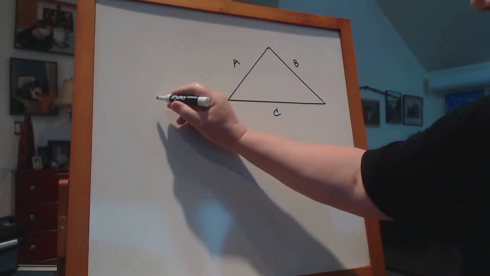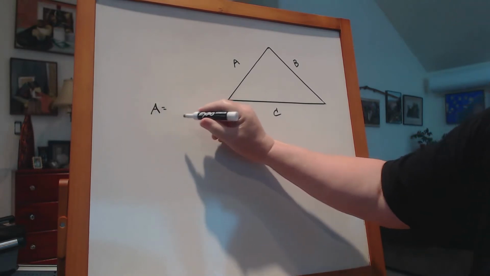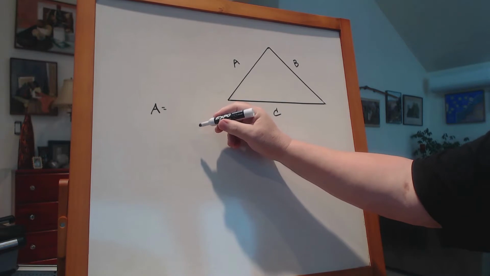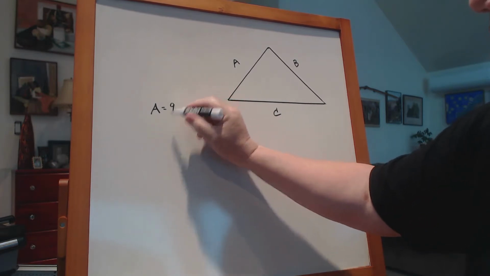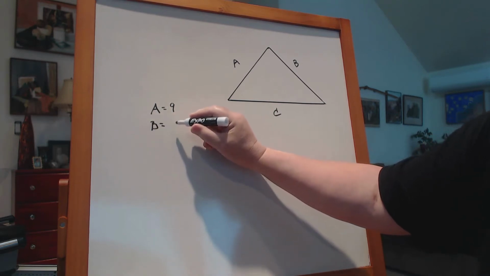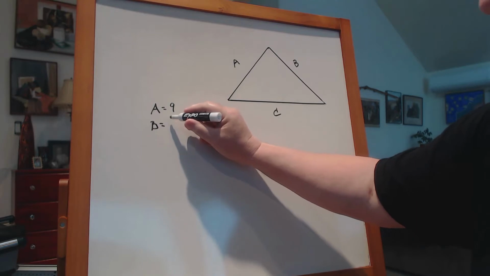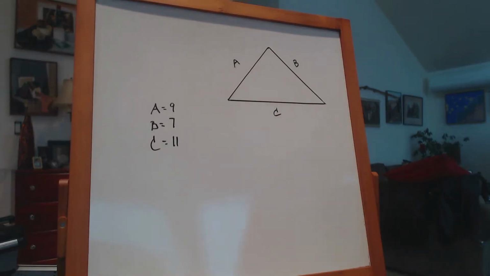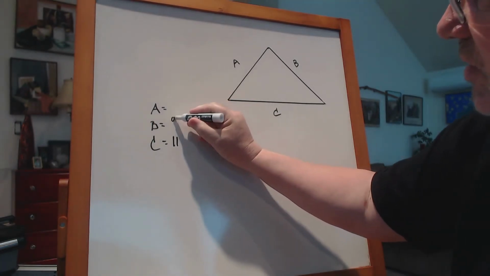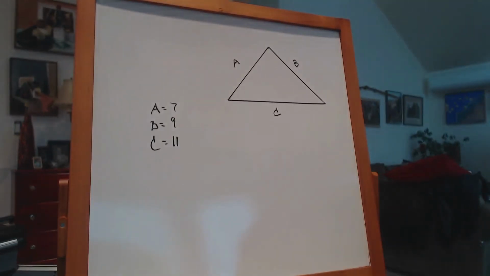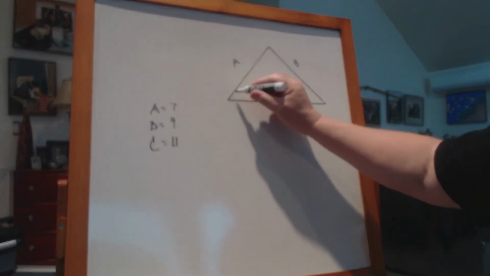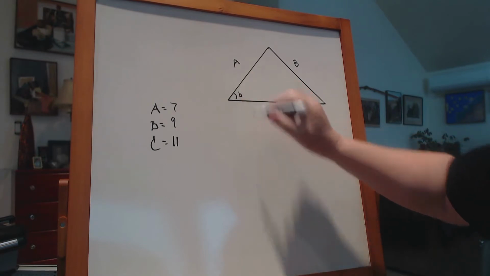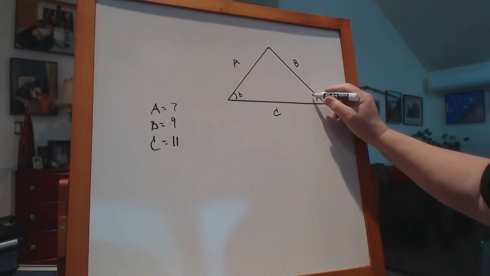We're given that A is equal to 9, B is equal to 7, and C is equal to 11. All right, this is just hypothetical. Actually, let's do this the other way around. B is longer anyway, so B is 7. So what we want is this angle, and we want to find all the angles.